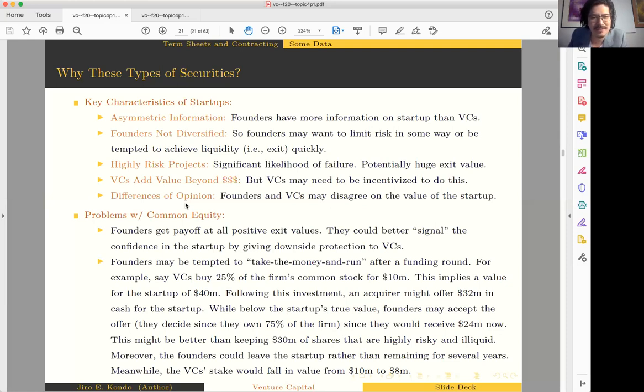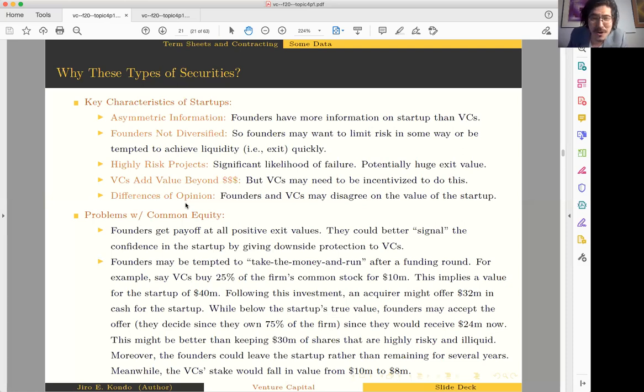Equity doesn't do that. Equity doesn't prove that. And so as a result, equity is not particularly useful at giving the faith to the VC. And that's one of the reasons why equity isn't used much. So far, so good. The bigger problem is the following.